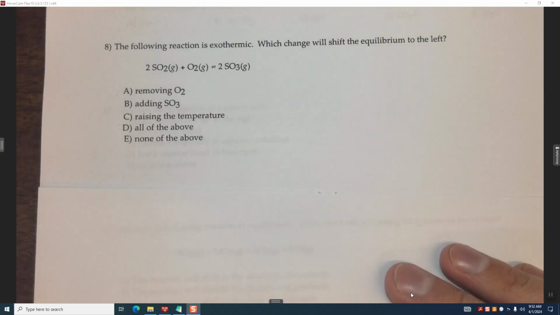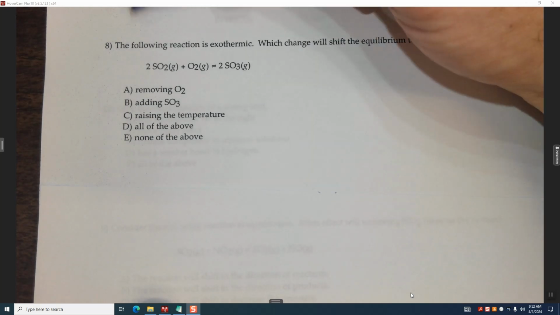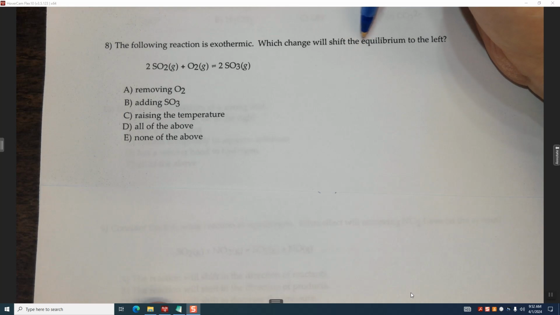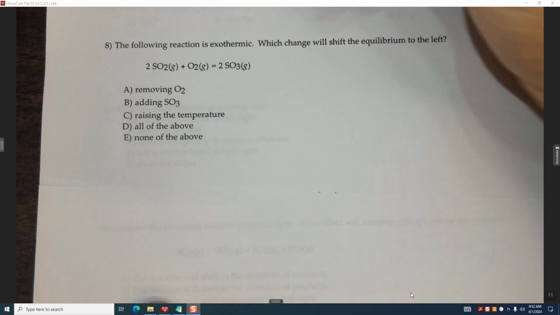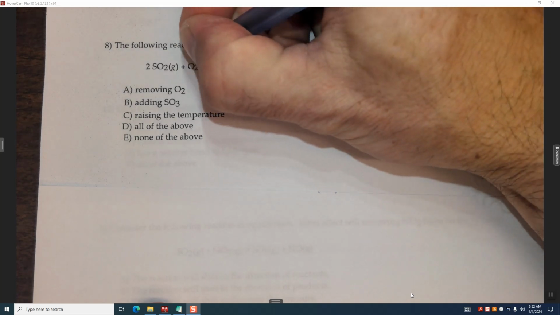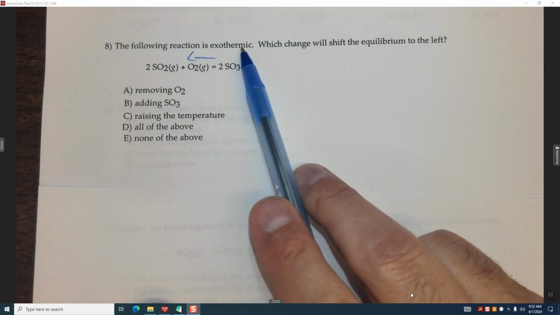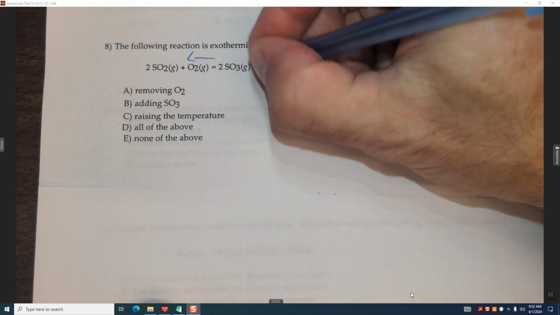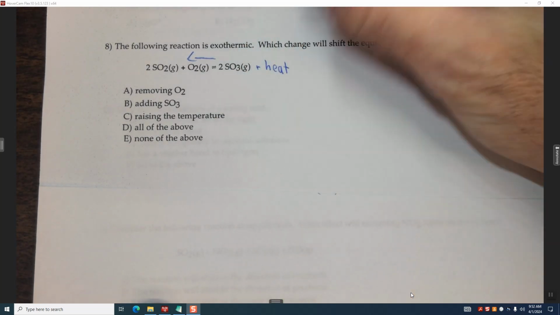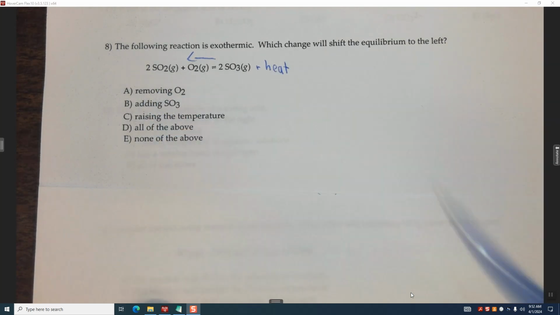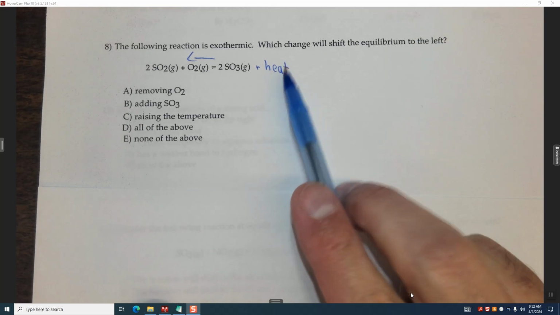All right, question 8, it's more of the same on Le Chatelier's principle. It says the following reaction is exothermic. What change will shift the equilibrium to the left? All right, so we want to shift the equilibrium in this direction, to the left. Well, if this reaction is exothermic, we can think of heat as a product. Okay, we can think of heat as a product of the reaction because the reaction is giving off heat, so we can think of heat as a product.